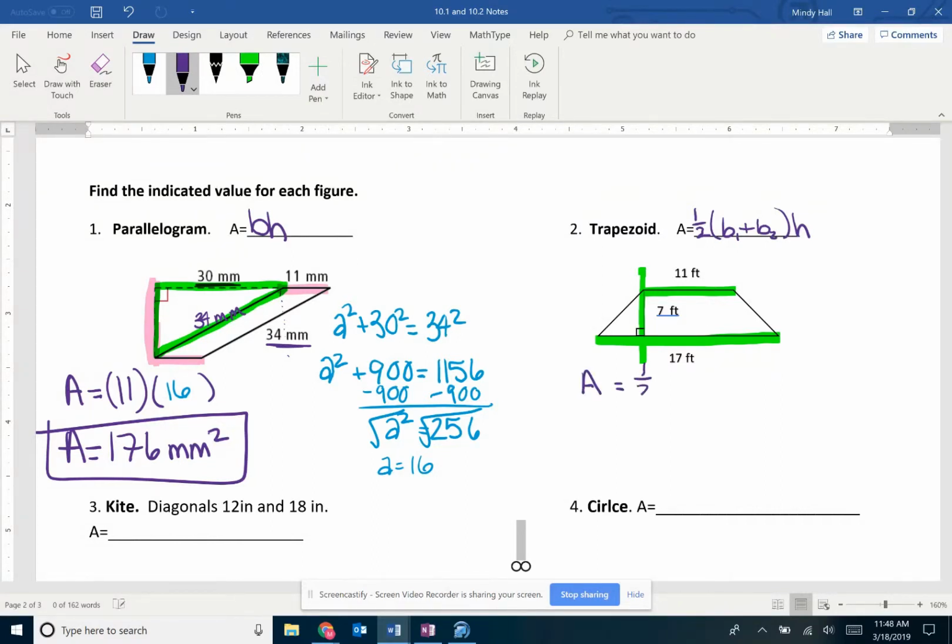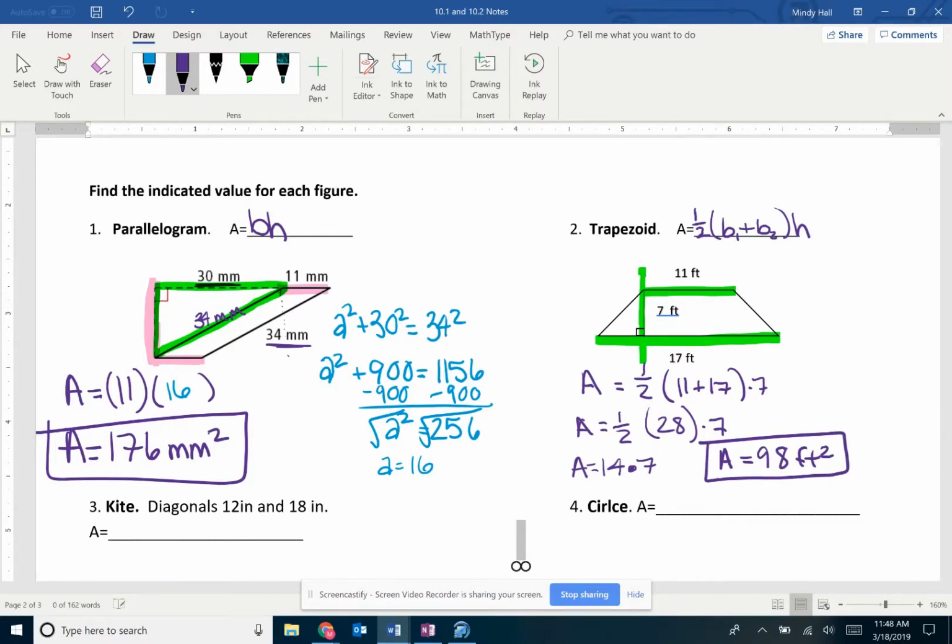So area equals 1/2. Base 1 is 11 plus base 2 is 17 times 7. So then 11 plus 17 is 28. So half of 28 is 14. So then 14 times 7, that looked like a subtraction for a second, is 98. And that would be feet squared.